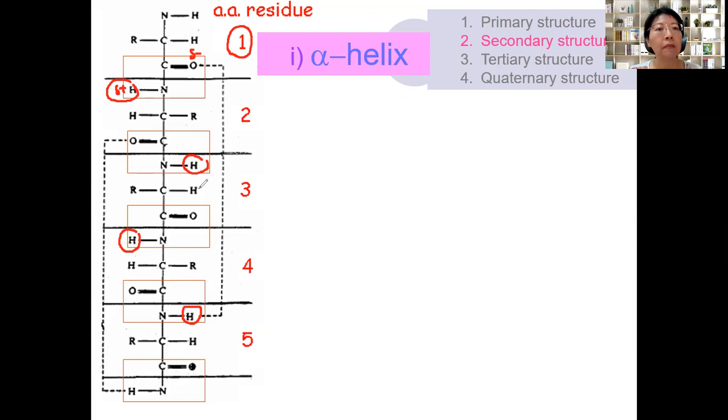Now, in the alpha helix, the first amino acid, the delta negative O, decided to form a hydrogen bond with the delta positive H of the amino acid that is 4 amino acids away. 1, 2, 3, 4. So it has decided to form a hydrogen bond with the delta positive H located 4 amino acids away, which means amino acid number 1 will form a hydrogen bond with amino acid number 5.